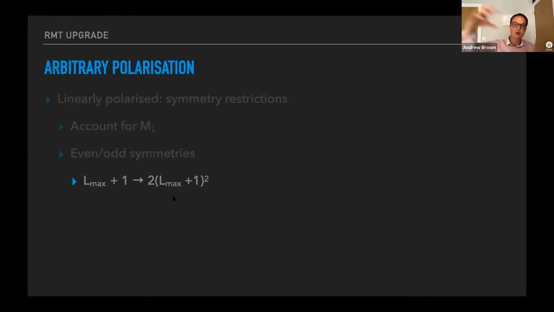And also the electron emission channels, which extend into the R matrix outer region, are multiplied up by orders of magnitude as well. So this is a very large problem to tackle computationally. And the work for this was done by Daniel Clark and Greg Armstrong at Queen's. And now we have a method which is able to describe arbitrarily polarized pulses.